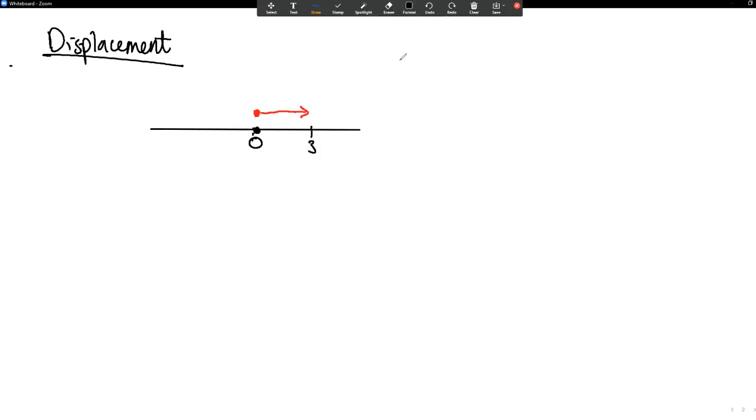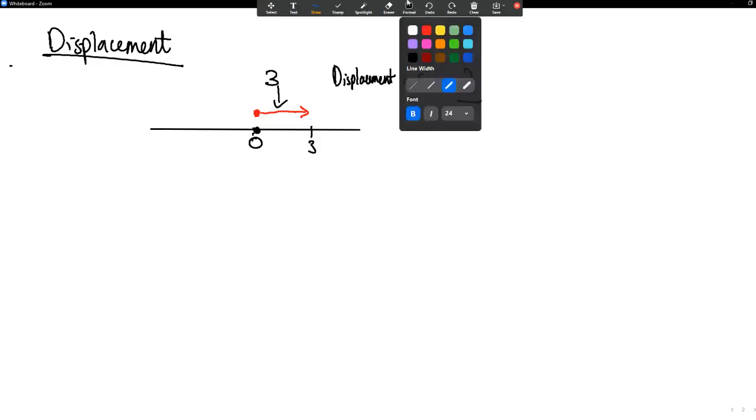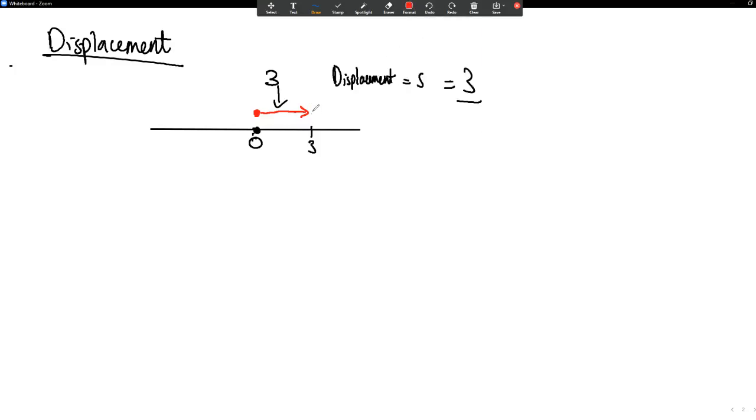Well, the displacement would then be the length of this, almost. So it would be 3. So the displacement here, or S, we normally denote displacement with the letter S. So displacement equals S. In this case, it's 3. Because the distance that that particle has moved, so this is where it will be, is 3.